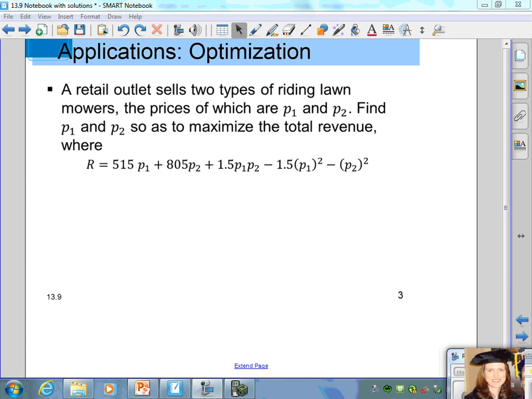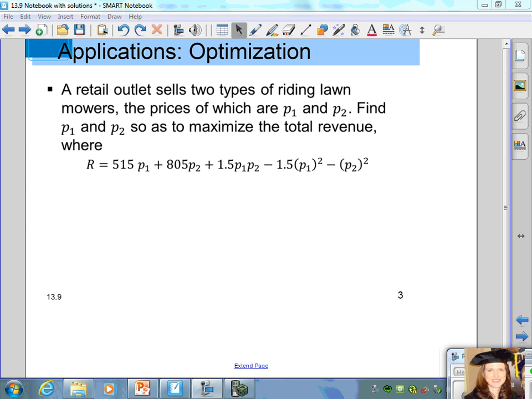In this video for section 13.9, another application of optimization, we're going to use a second partials test to answer the question. A retail outlet sells two types of riding lawnmowers, the prices of which are P sub 1 and P sub 2. Find those prices so as to maximize the total revenue.